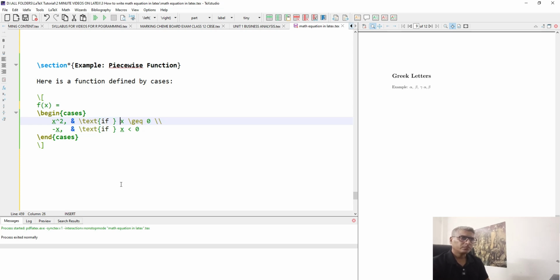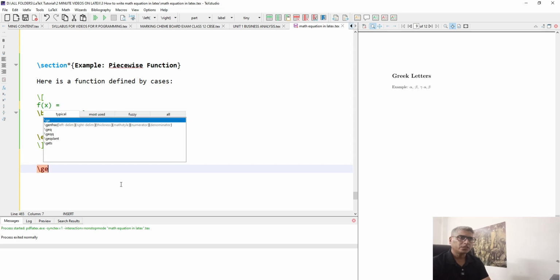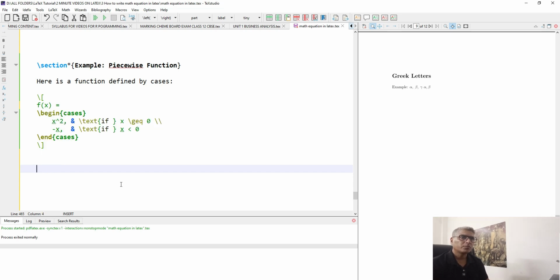So it is going to write it, if what? x is greater than equal to. So if we want to write a symbol like greater than equal to, simply write slash geq or slash leq for less than equal to. Very simple. It is going to give you options here in the TeXstudio. That is the beauty of this TeXstudio here. So x is greater than equal to 0, then double slash, obviously to give a line break here. That's why we are using these particular backslashes. Similarly, write minus x, what? And again condition, that is text if what? x is less than 0 and end cases.